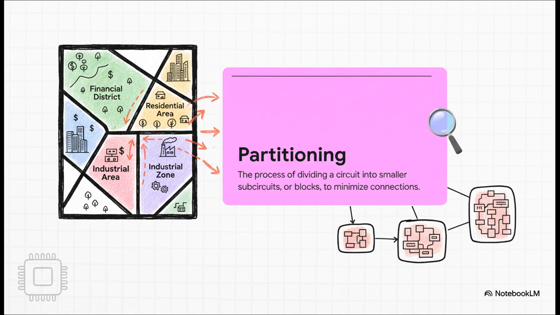Think of it like a city planner literally taking a giant map and drawing lines to create different districts. Here's the financial district. Over here are the residential areas, and that's the industrial zone. By grouping related functions together, you make the whole problem manageable, and, this is key, you cut down on the traffic, or the number of connections needed between all those districts.